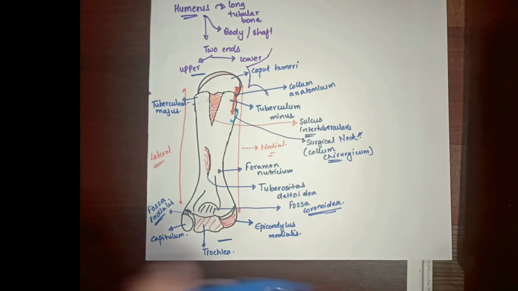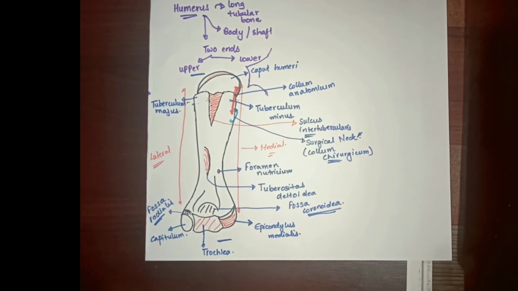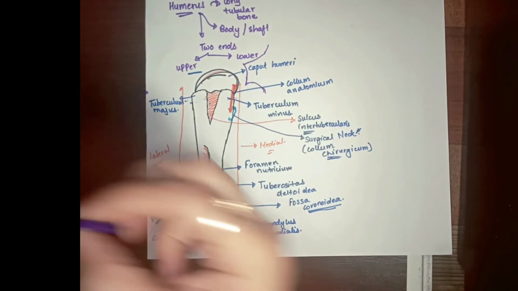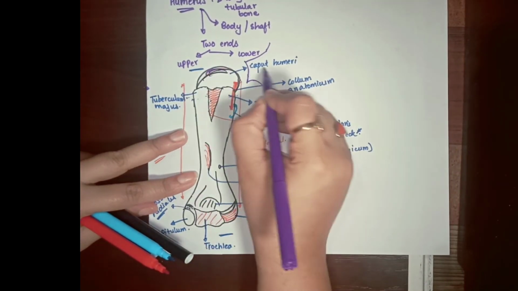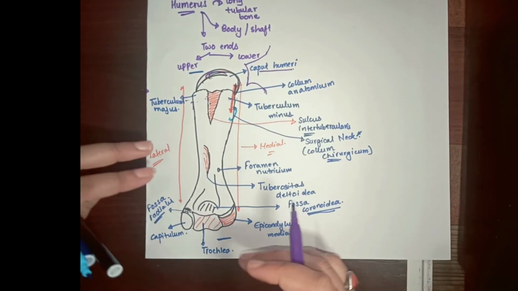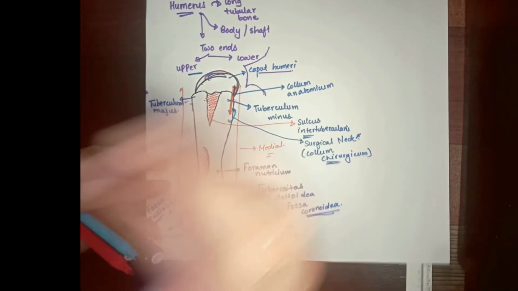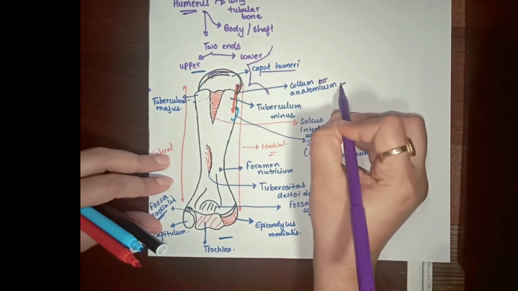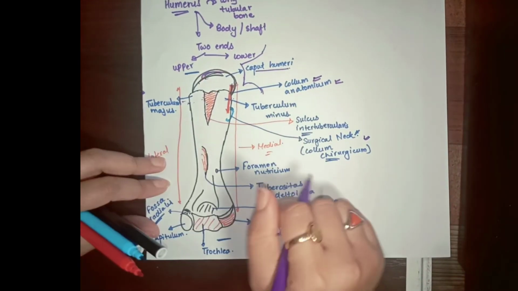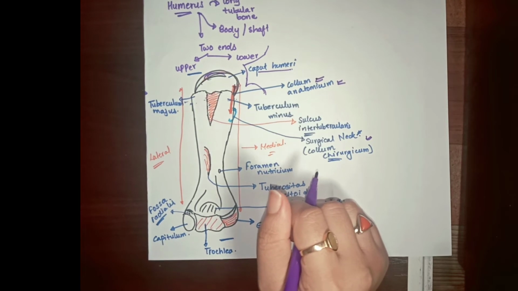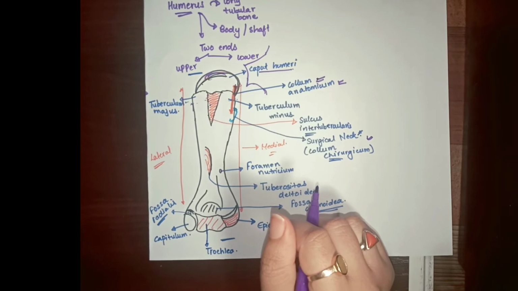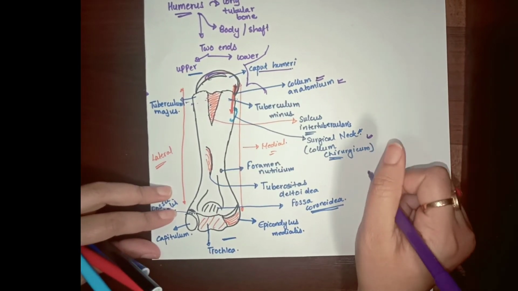So I will repeat once again for you that the cap-like structure is known as caput humeri. If there is a head, then there must be a neck. So the collum anatomicum. But we have one more neck, which is known as the surgical neck. The mostly asked question is why surgical neck? Because it's a common site for surgery and a common site for fracture of the humerus. That's why this is known as the surgical neck.